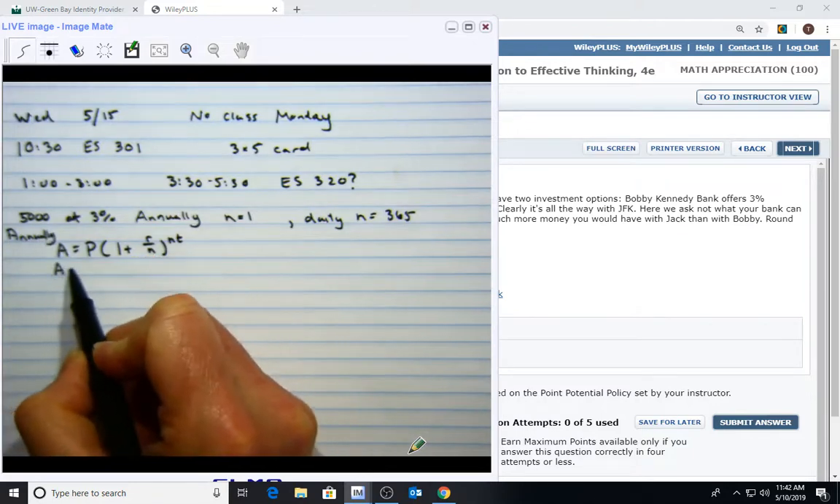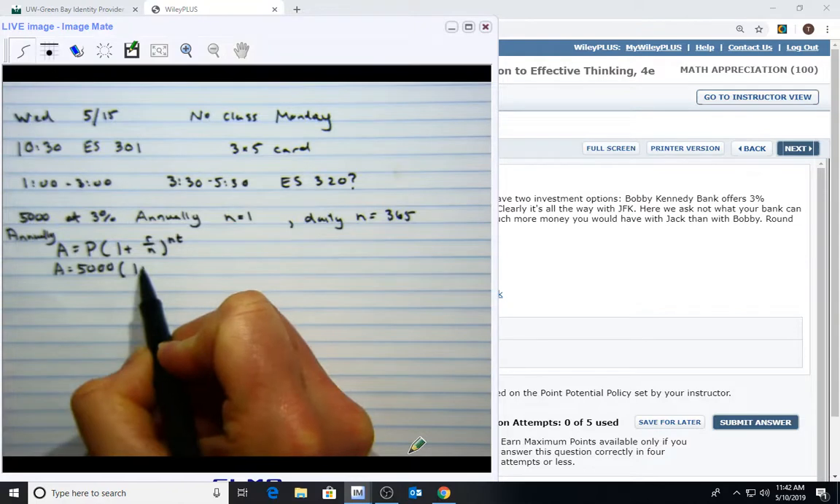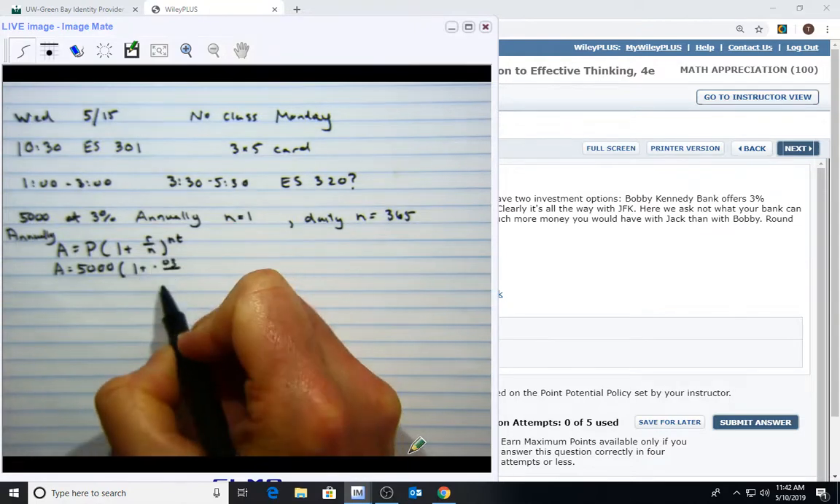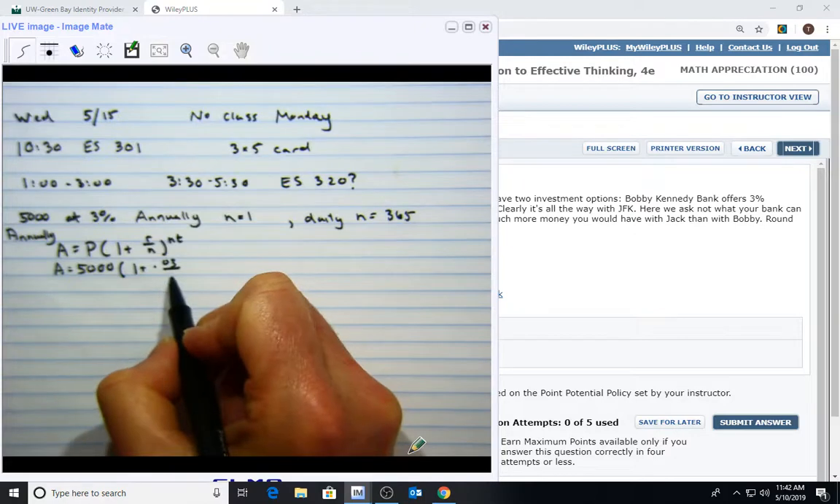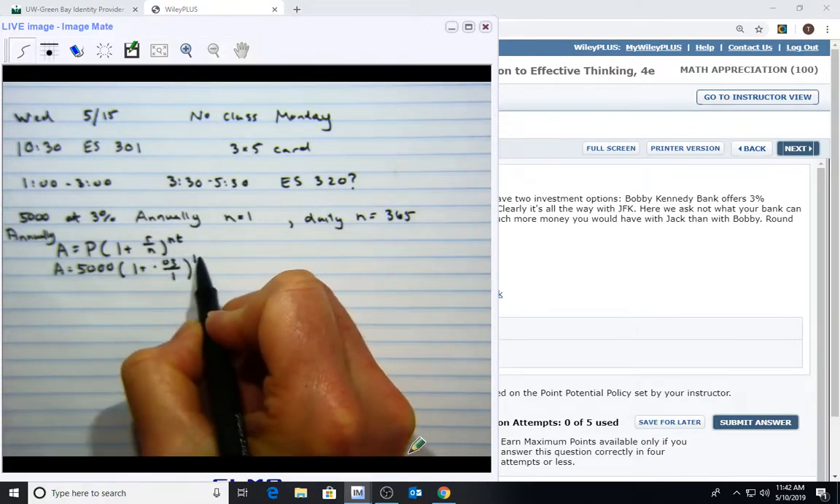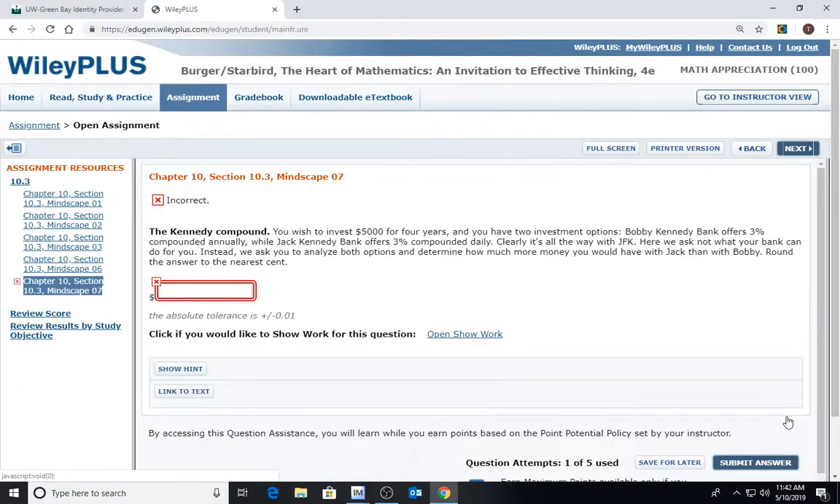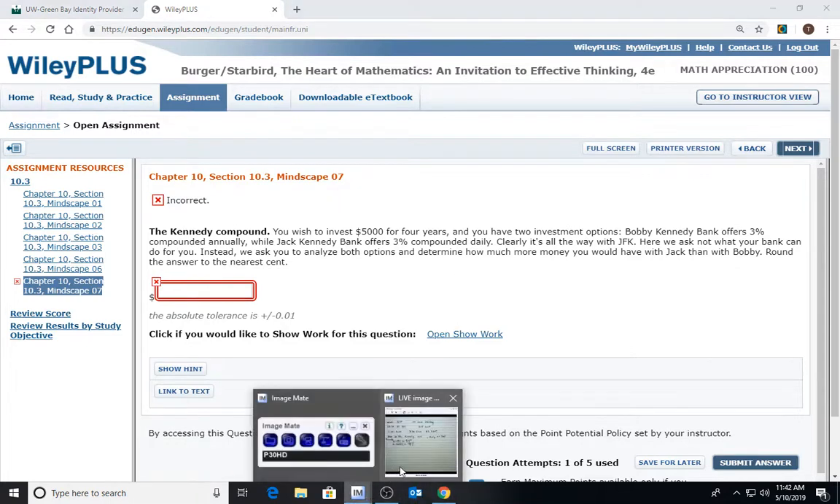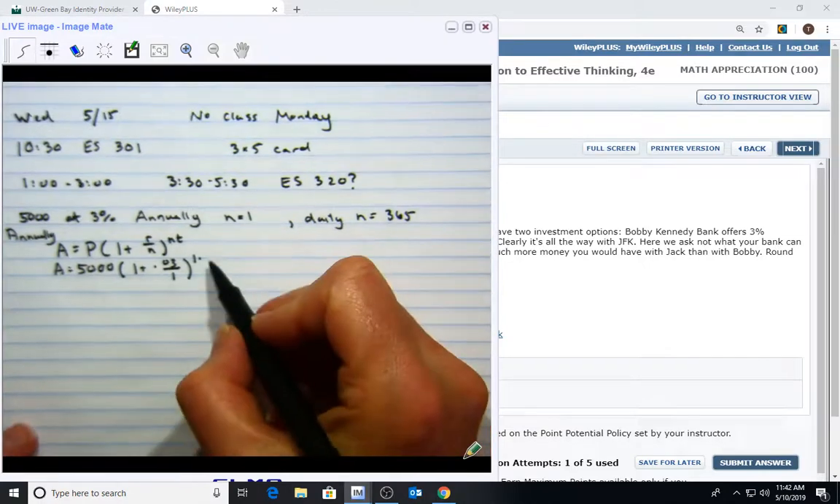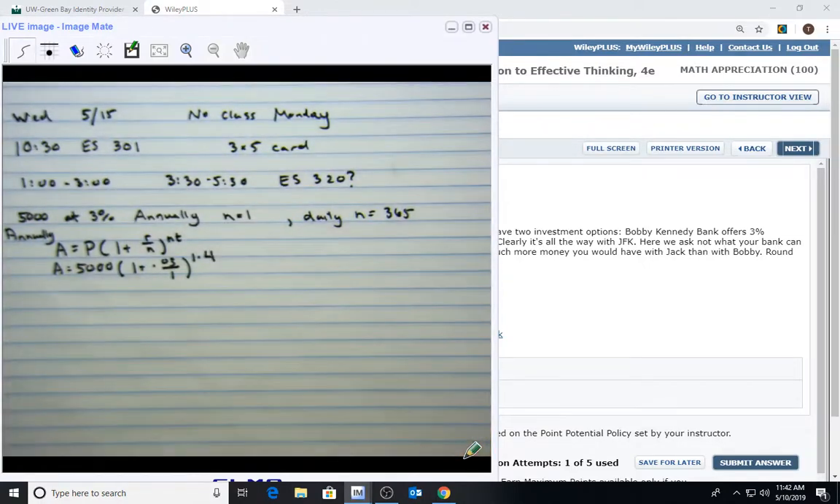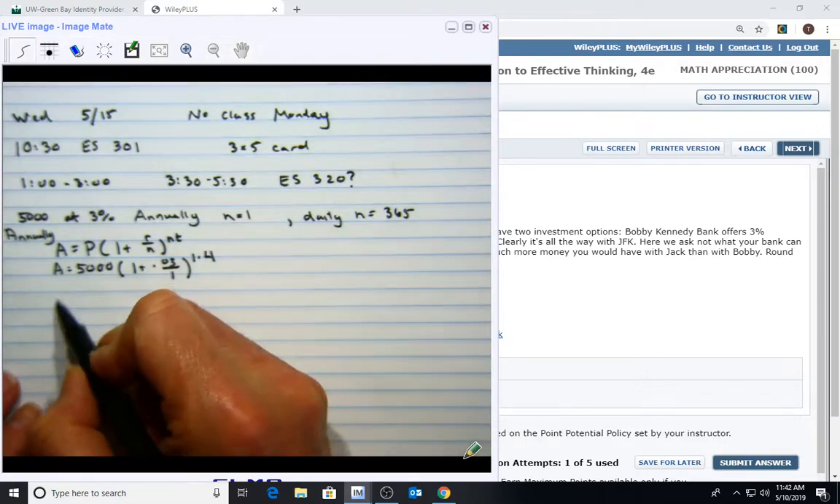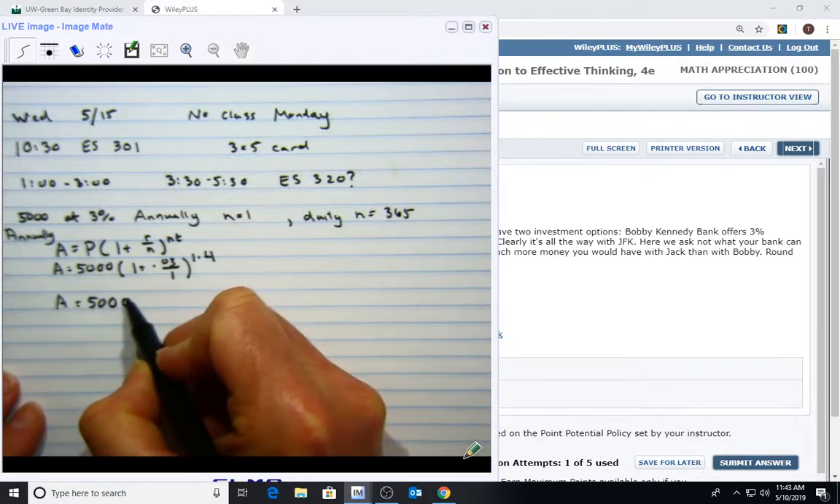So for both of these, the principal is $5,000, and the rate is 3%, so 0.03. N is what is changing. So either one time per year. I think we're looking at over just 1 year, right? Oh, for 4 years. So if n is 1, then the arithmetic is pretty easy.